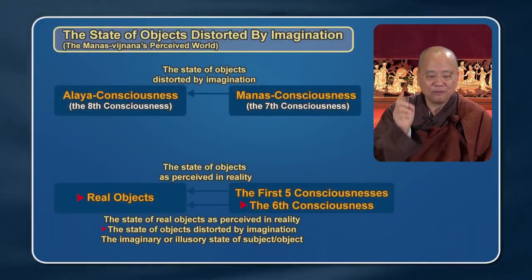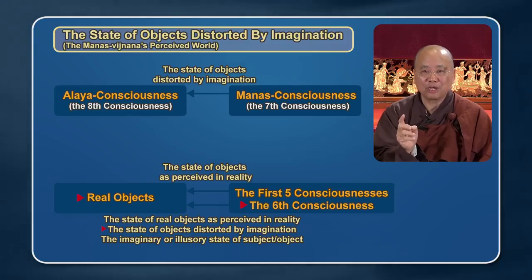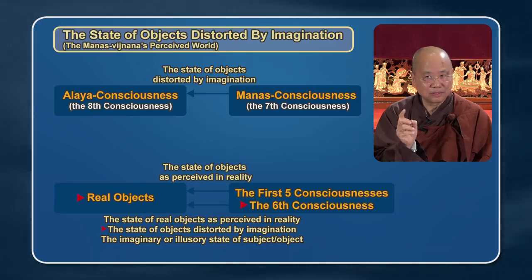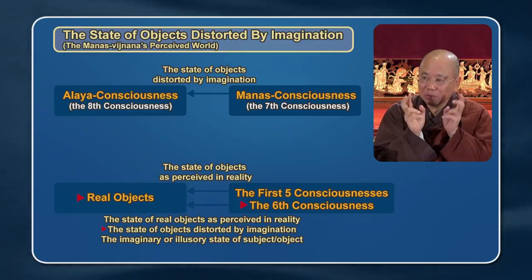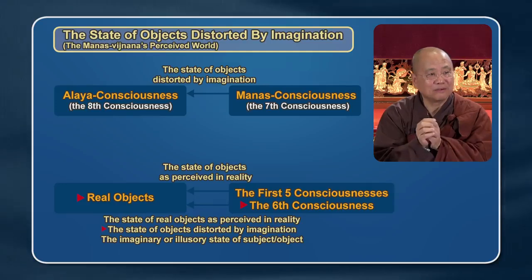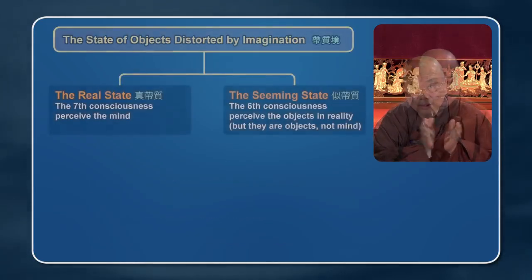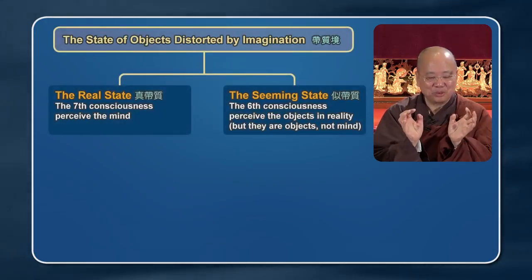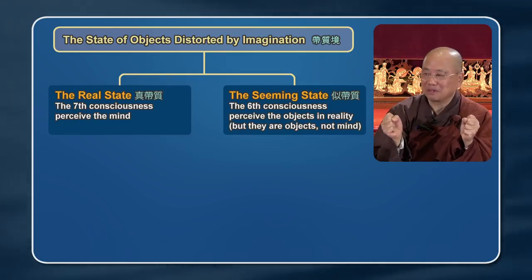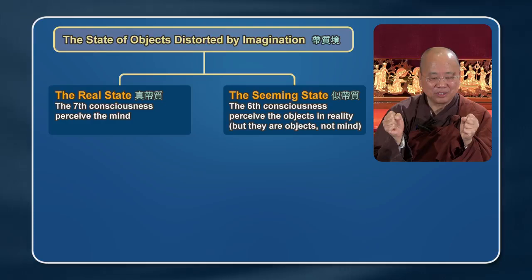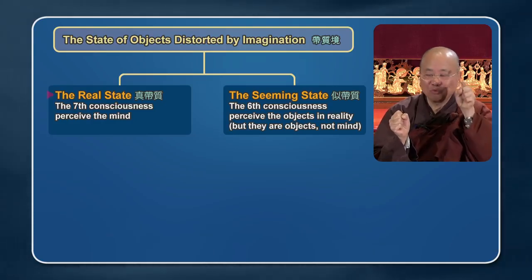But the state of objects distorted by imagination is the external state of the manas consciousness. And that contains two kinds of states in itself, because that's further broken down into two. One is called the real state, and the other is called the seeming state, and the seventh consciousness is perceiving the real state.